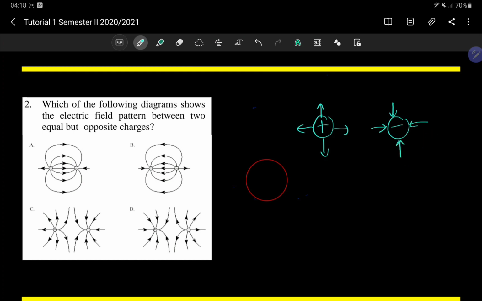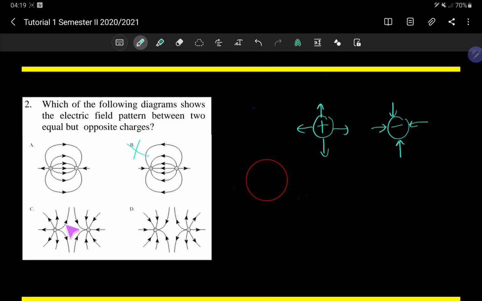Okay, alright, so let's check the pattern of each answer given now. A, positive is directed outwards, negative is directed inward. Positive and negative attract each other. Okay, seems like correct. For B, positive should be outward, but now it seems like everything goes inward, isn't it? And for the negative one, it is directed outwards. Okay, it's wrong. It doesn't obey the principle. And then for C, positive, the electric field is directed outwards. Correct. And for the negative one, it is directed inward.